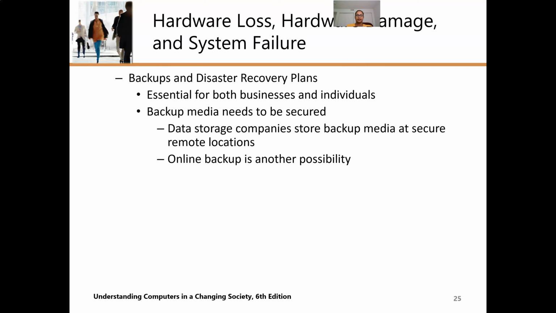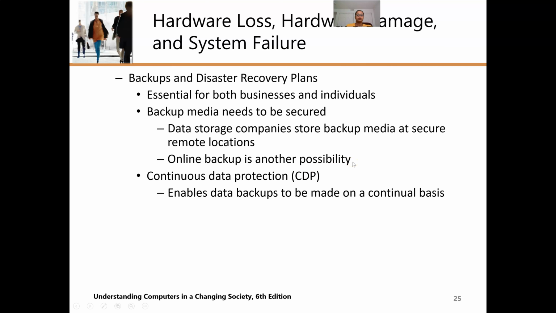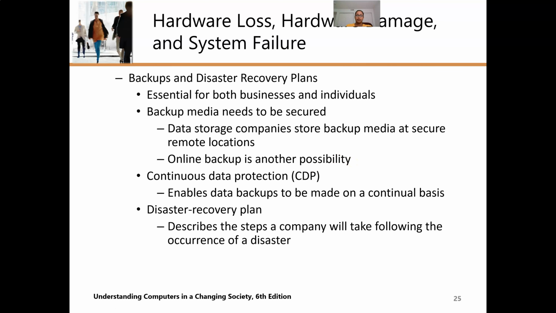So backups and disaster recovery plans. They are both used for businesses and individuals. Have you ever backed up the data from your mobile device or laptop devices to cloud, or do you have a local backup? Have you ever done that? Basically, backup would be storing at secure remote locations. There could be online backup. It provides continuous data protection as well, and it acts as a disaster recovery plan.